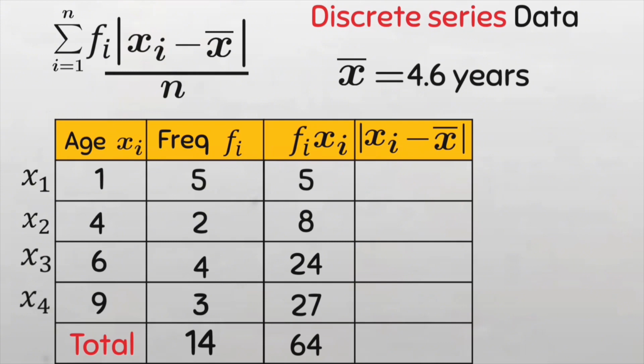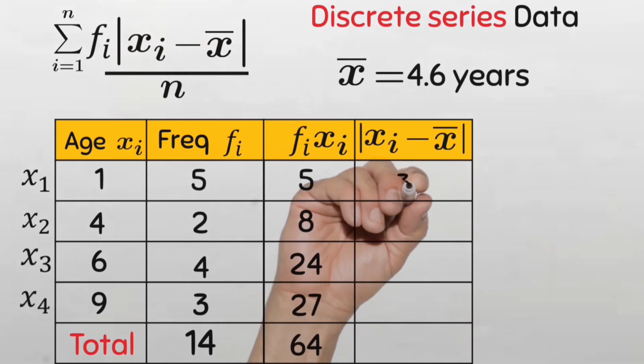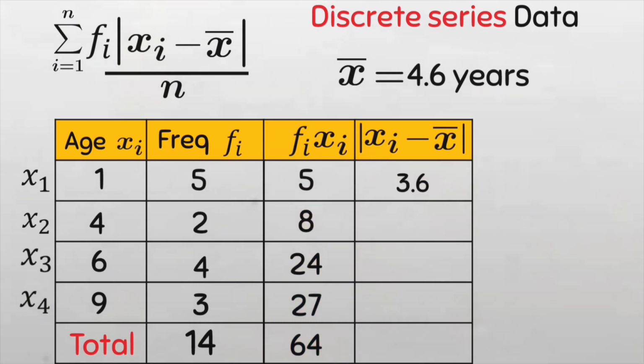For the first value x1, the absolute deviation of x1 from the mean will be x1 minus x bar, which will be 1 minus 4.6, since our mean is 4.6, right? And that's minus 3.6. And then when we apply the modulus, the absolute value is 3.6. So we'll take out the negative sign, and absolute values are always positive.